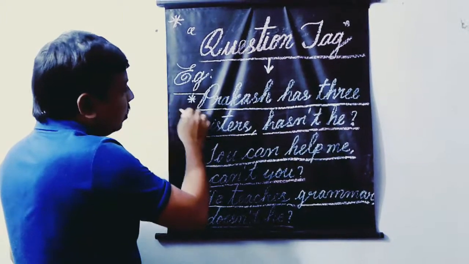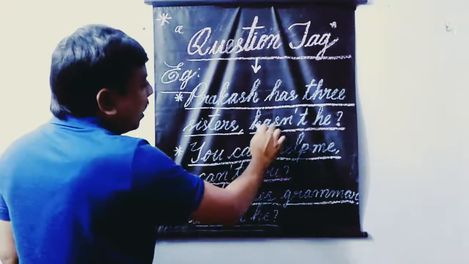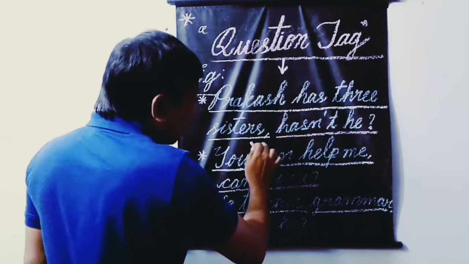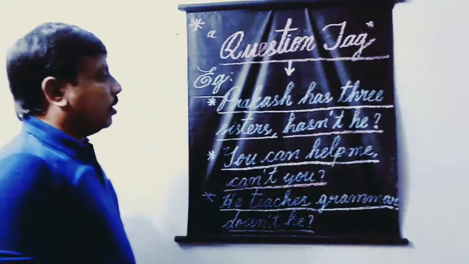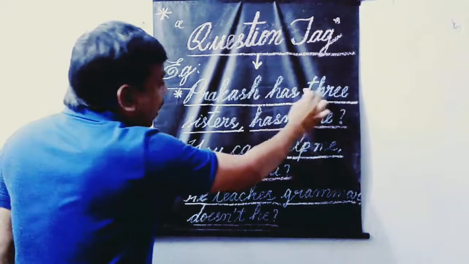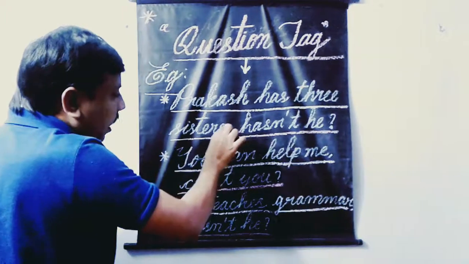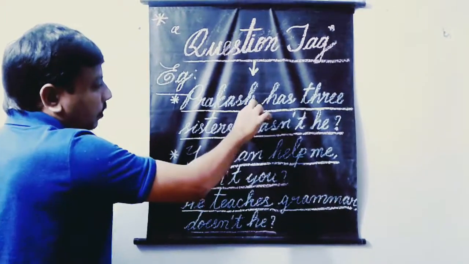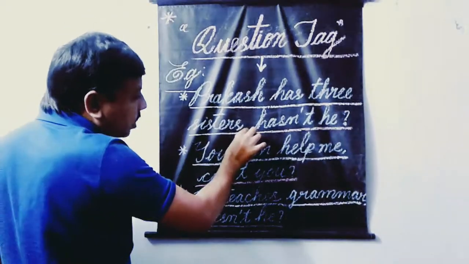Let us take the first one. Prakash has three sisters, hasn't he? Prakash has three sisters, comma, hasn't he, question mark. If you take this example, Prakash has three sisters, this is the part which comes before the punctuation mark, comma.